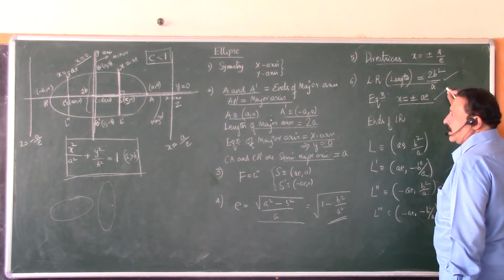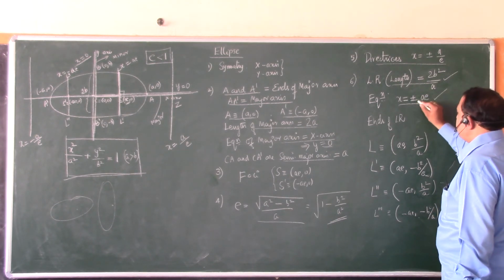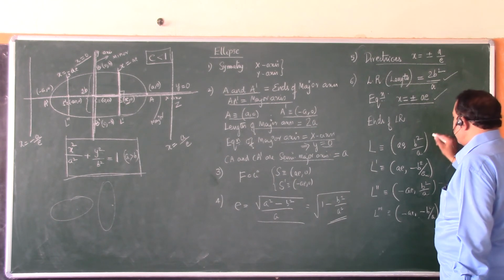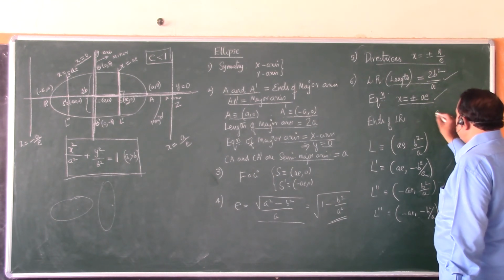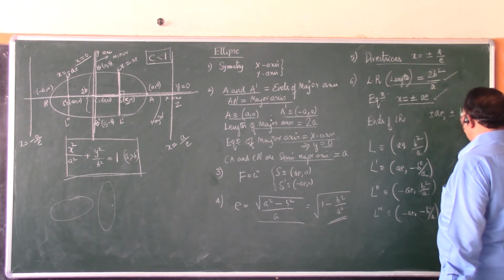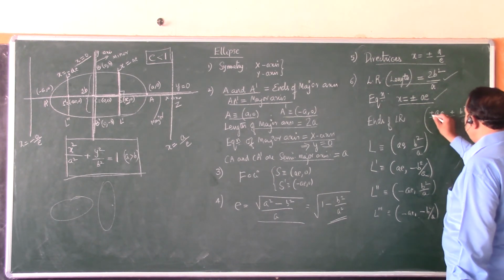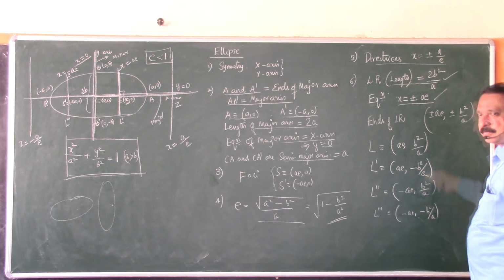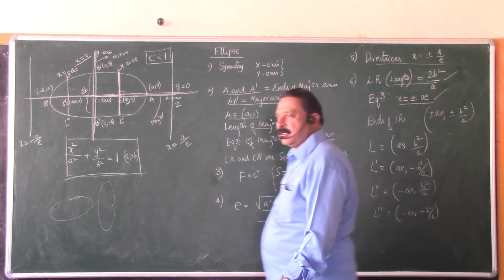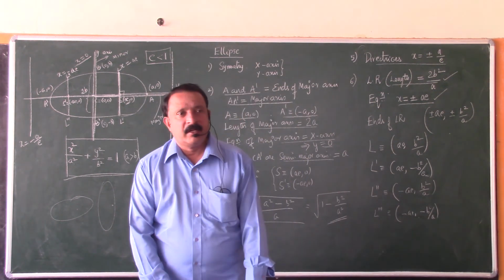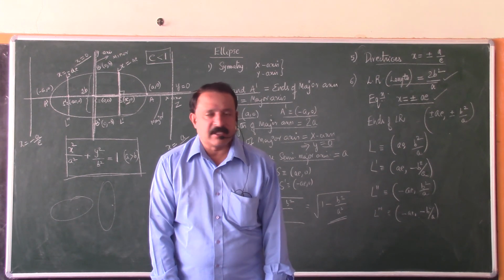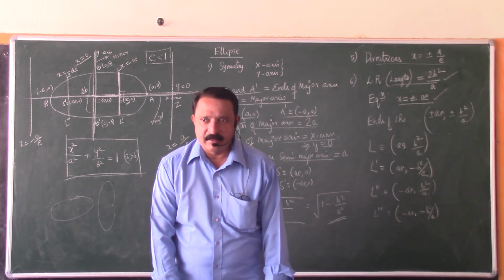The equation of one latus rectum is x equals ae and the other is x equals minus ae, and its ends are plus or minus ae comma plus or minus b square by a. If we write plus or minus for both, we get all four ends. So these are the details of the ellipse when it is in the standard form, where the equation is x square by a square plus y square by b square equals 1, and a is greater than b. Okay.